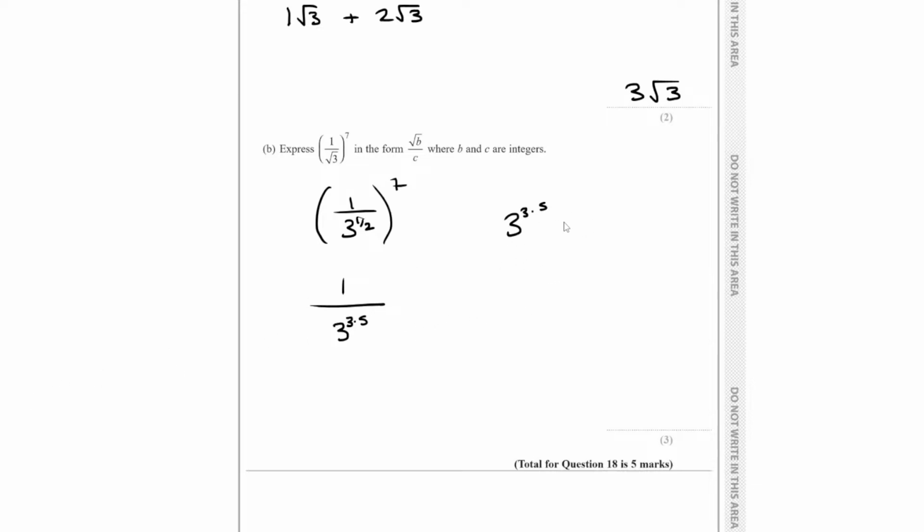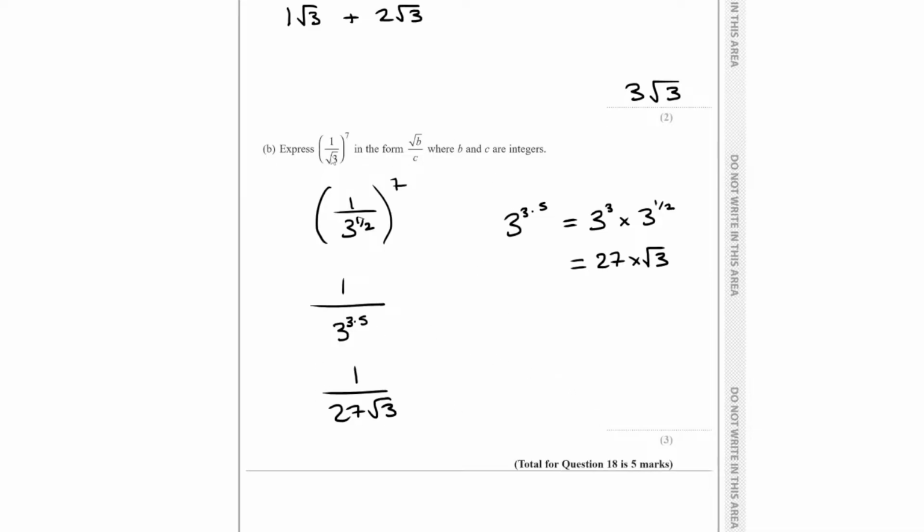3 to the power of 3.5 is the same thing as writing 3 to the power of 3 times 3 to the power of a half. That's also index laws, isn't it? You can kind of split it back up. 3 cubed is obviously 27, and then 3 to the power of a half, obviously I don't know what that is, but they want it as a surd. So do you see how I could write that as 1 over 27 root 3?